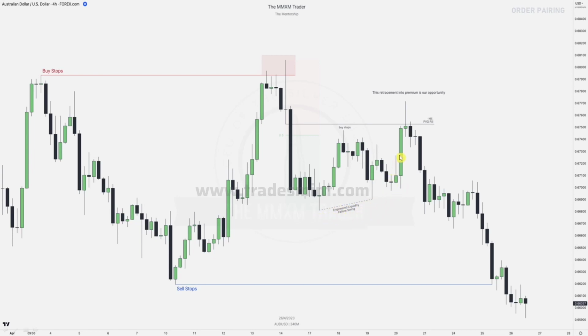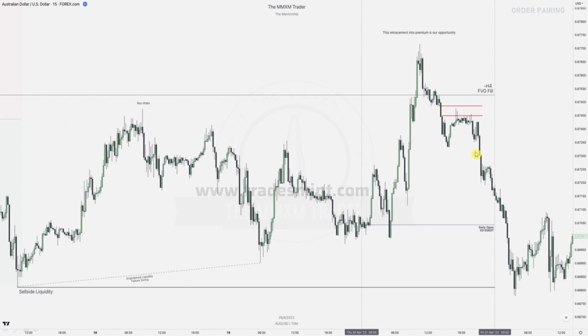We can wait for these buy stops to get run into, and then this is the perfect opportunity to go into a short. And this is a 4 hour chart, and in this piece of price action on a 1 hour chart, we can very highly likely find a structure shift and a nice fair value gap into premium to continue down lower, taking out this engineered liquidity or a failure swing, and then eventually into these sell stops down here. So this is a 15-minute time frame.